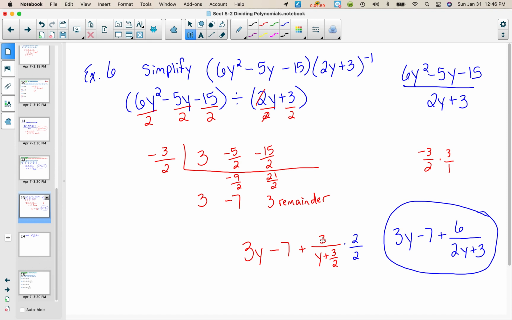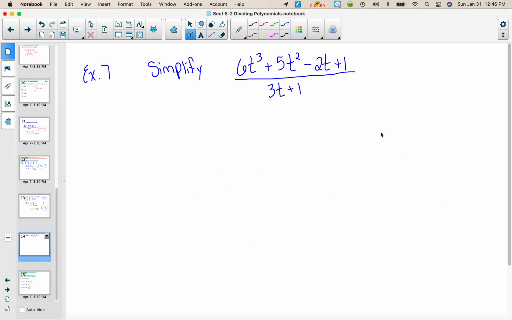So it's not that the 3 stays; it actually gets multiplied by a 2, so we end up with a 6 in that spot. So that's a little tricky when you have a remainder. So I'm going to do another one with a remainder. So I'm going to write this out: 6t cubed plus 5t squared minus 2t plus 1 divided by 3t plus 1.